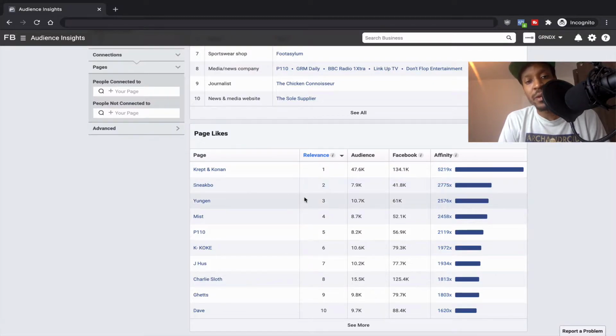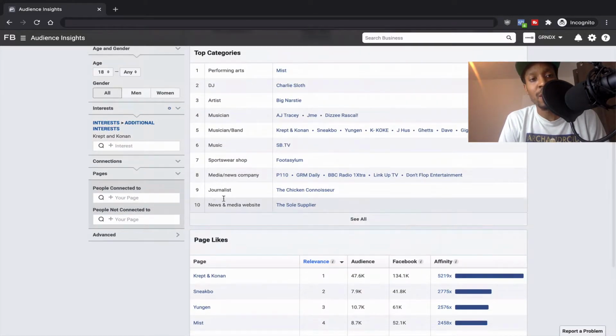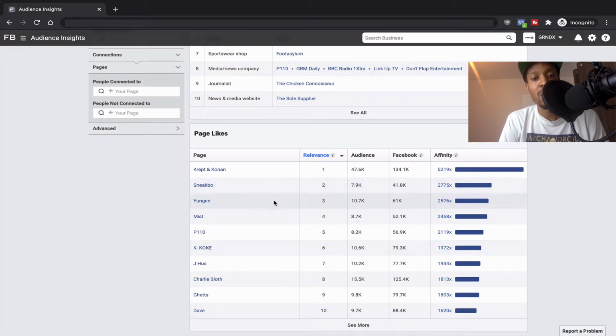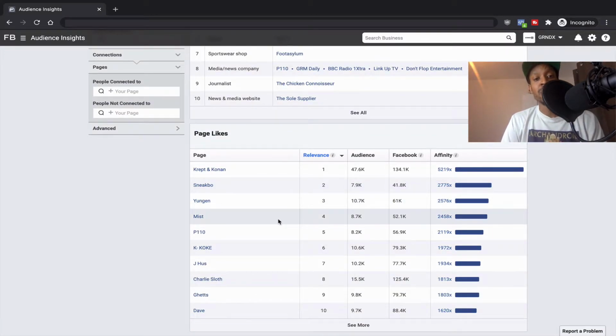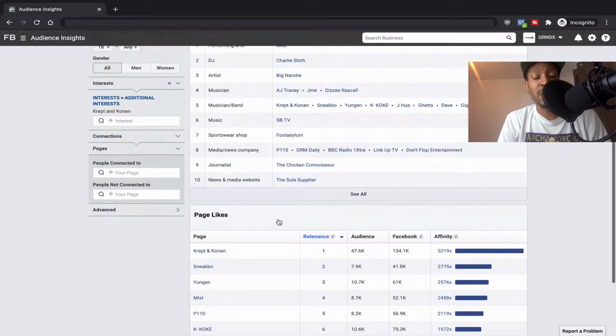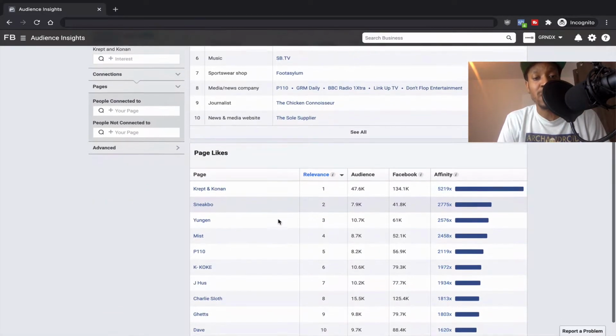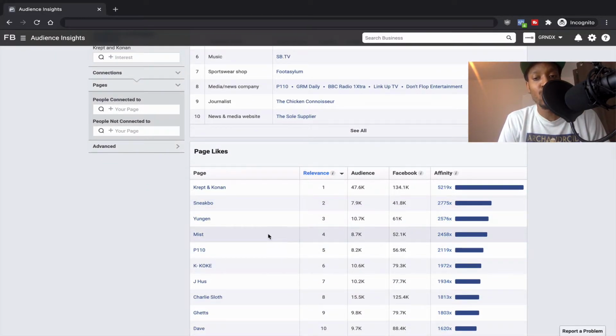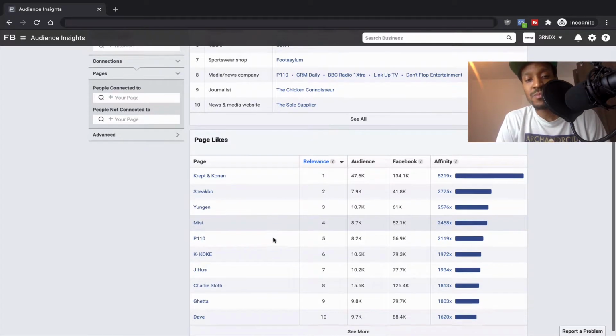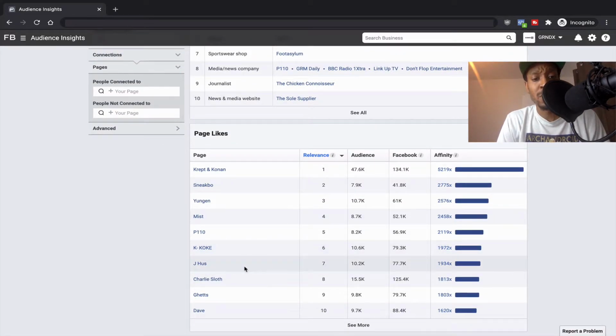So what you would do over here is you found other names. So we're saying people that are related to Krypton Conan also like Sneakbo, Youngin, Mist has popped up again. And if you noticed, Mist popped up in the gigs audience as well. So it's basically saying whether you target Krypton Conan or whether you target Skepta, you're likely to have Mist's audience that is cross-related. So you might as well group gigs and Mist together. K Coke has popped up again, J Hus has popped up again, and we've got Gets again.